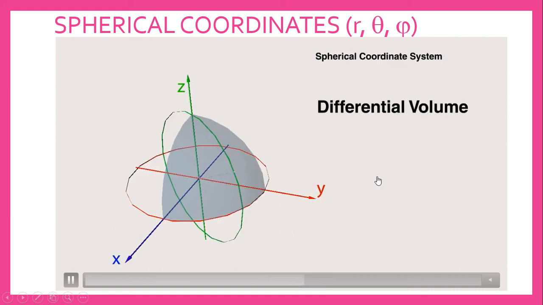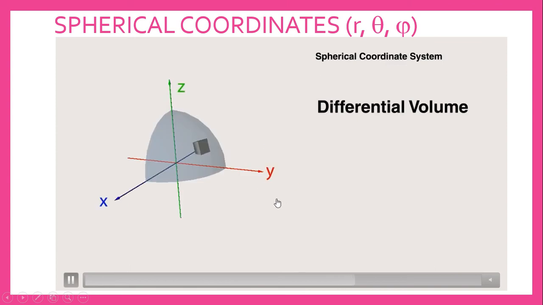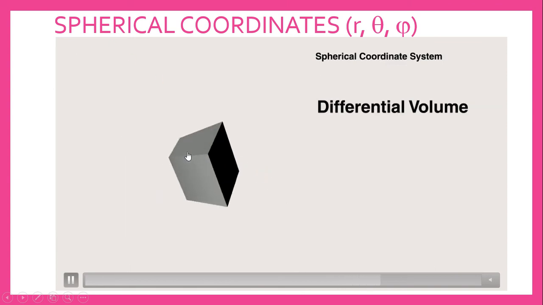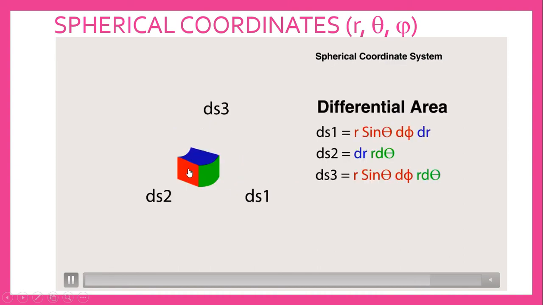How to find out the volume? You have to multiply the three coordinates, these three things. So we are going to find a sector, a small portion, the differential element. This one is r d theta, r sine theta d phi, and this has been represented with three surfaces. If you want to get the volume, you just multiply all these three things. So dl1 is r sine theta d phi, one element, and dr another element. ds2 is dr into r d theta, ds3 is r sine theta d phi into r d theta.